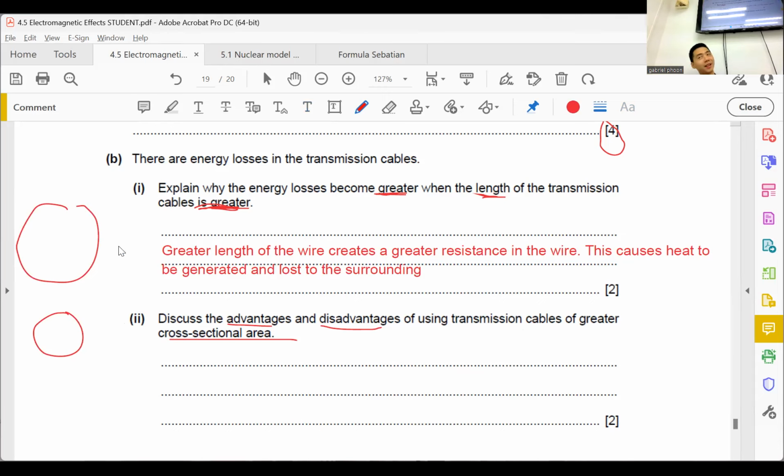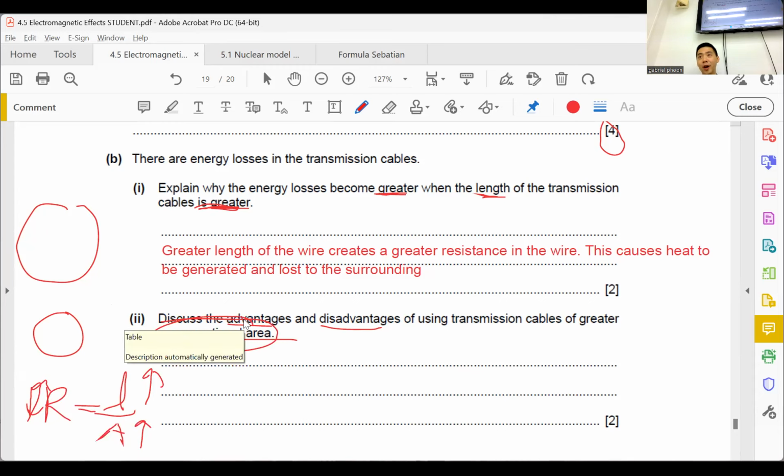A has more resistance. You die now. Bloody hell, resistance is inversely proportional to the area. Remember or not? Greater length, greater resistance; greater area, less resistance. So what's the advantage of using a greater cross-sectional area? Number one, it will have less resistance in the wire, right? So this is your advantage.